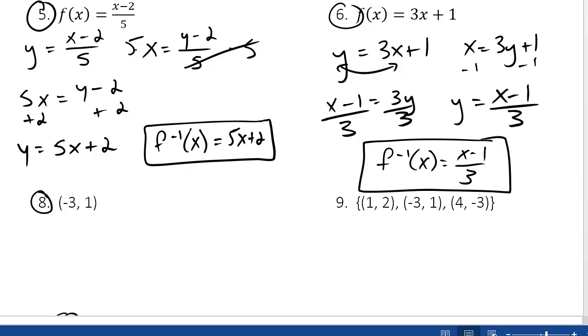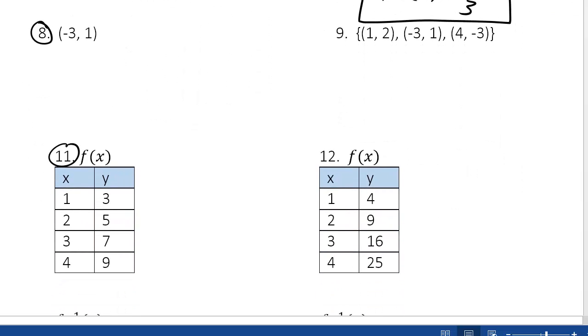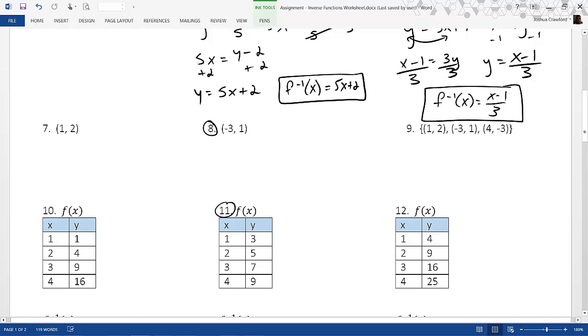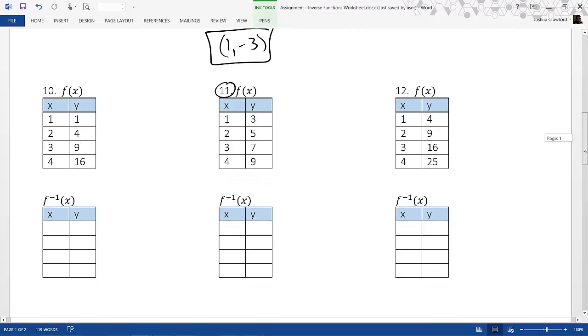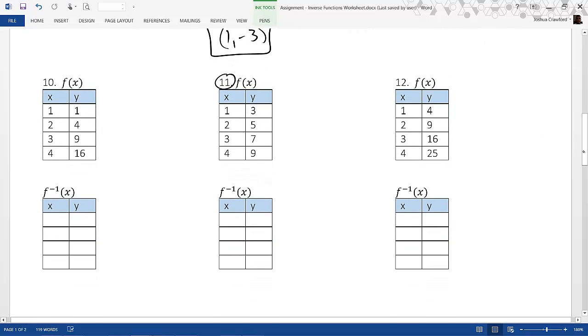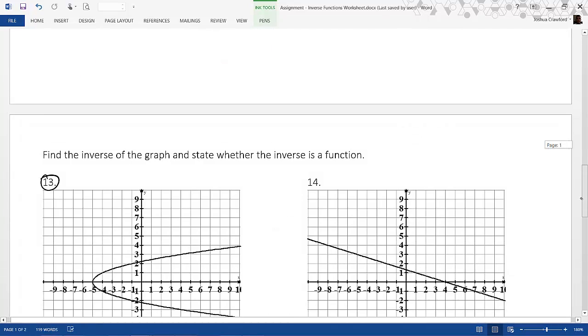Alright, number 8. Find the inverse of a coordinate pair. I hope you all remember this. Just switch x and y. So instead of negative 3, 1, it'll be 1, negative 3. And again, another easy one. Number 11. Find the inverse of a table. Just switch your x and your y column. So you'll have 3, 5, 7, 9, 1, 2, 3, 4. Flip it over.